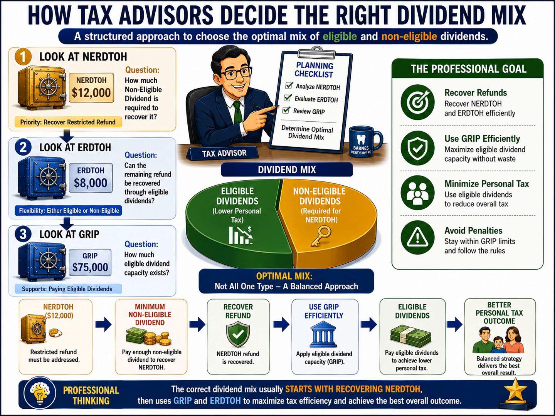The final outcome is a more efficient overall tax result. More refunds are recovered. GRIP is utilized effectively. Personal tax is reduced. And corporate tax attributes are not wasted.